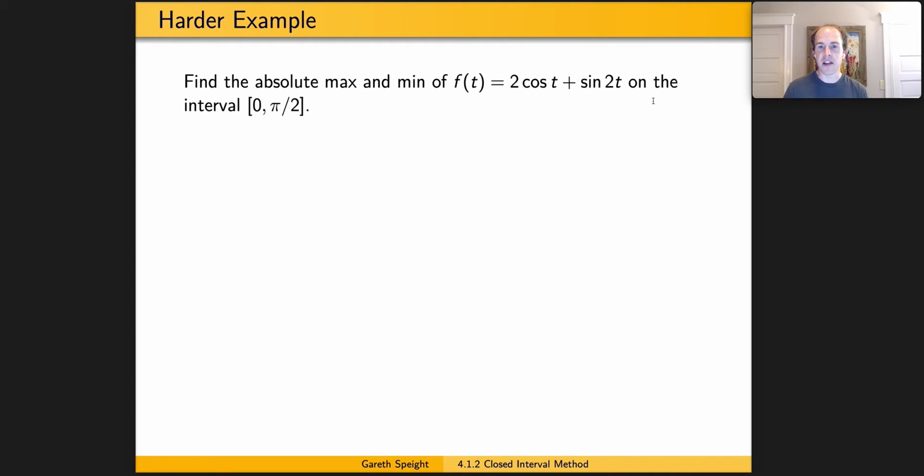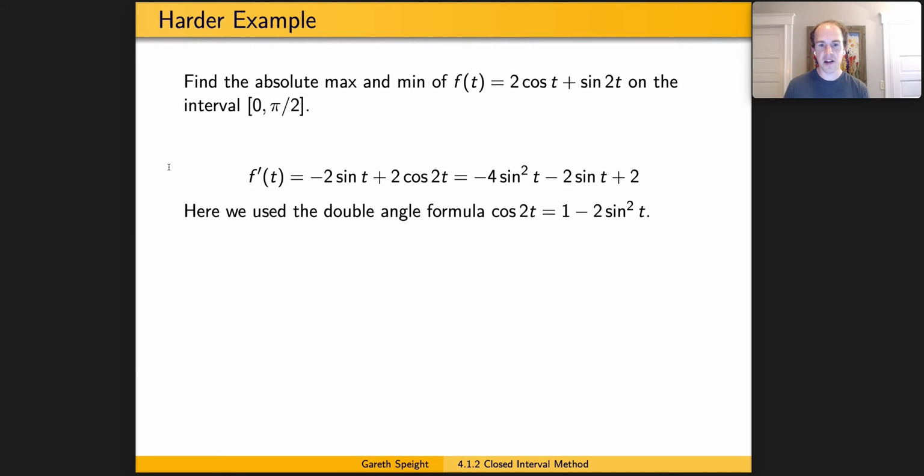So let's try to find the absolute max and the absolute min of f of t equals 2 cosine t plus sine 2t on the interval from 0 to pi over 2. And let me just emphasize that it always matters both what the function is and what the interval is, right? So we also want to make sure the critical numbers are in the interval, and we use the endpoints of the interval. It's no good having critical numbers that are not inside the interval, right? So when we solve f prime of t equals 0, we want to make sure we only pick solutions inside 0, pi over 2, right? And similarly in whatever problem you're working on. Okay, so let's get started.